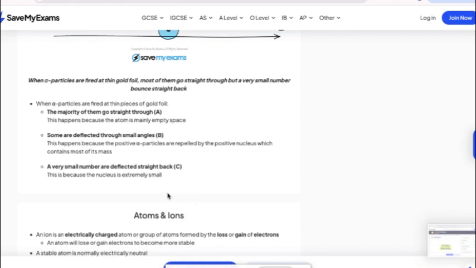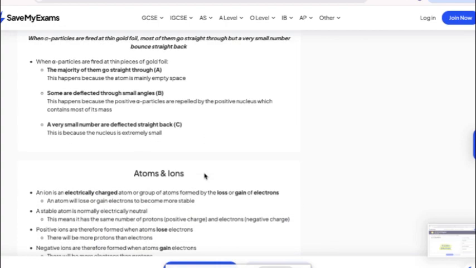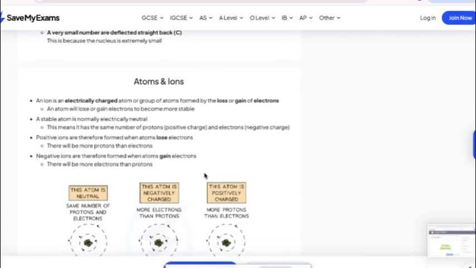A very small number are deflected straight back. Why? This is because the nucleus is extremely small. The nucleus is very, very small.